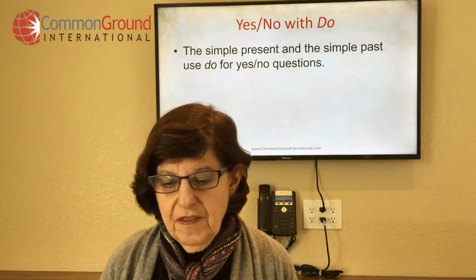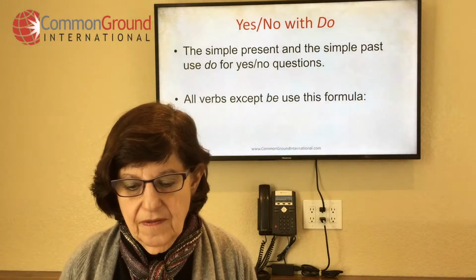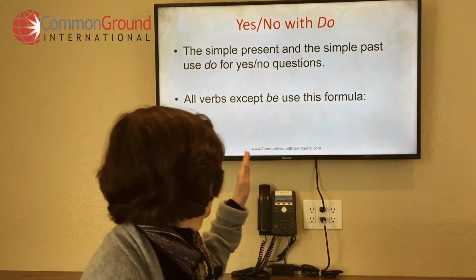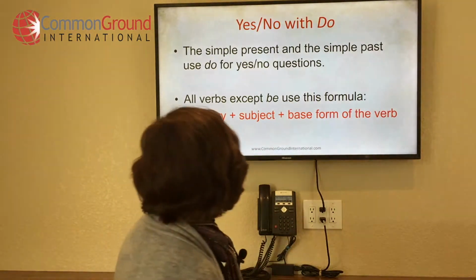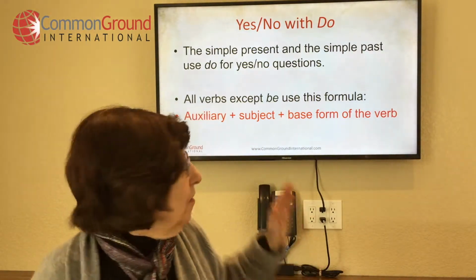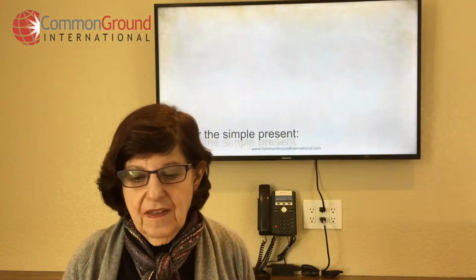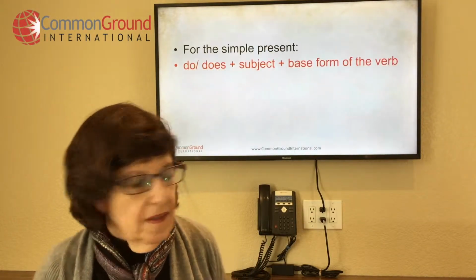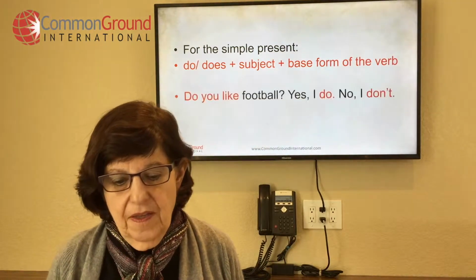The simple present and simple past use do for yes-no questions. All verbs except be use this formula for simple present and simple past. The auxiliary, the subject, and the base form. What auxiliary do we use? We use do, a form of do, for simple present. Do or does plus subject plus base form.